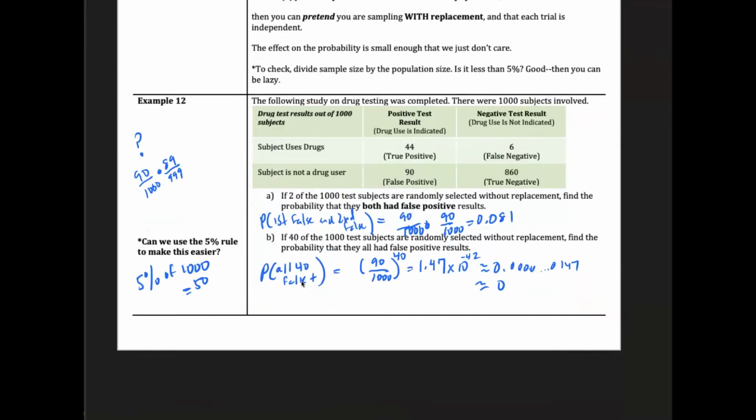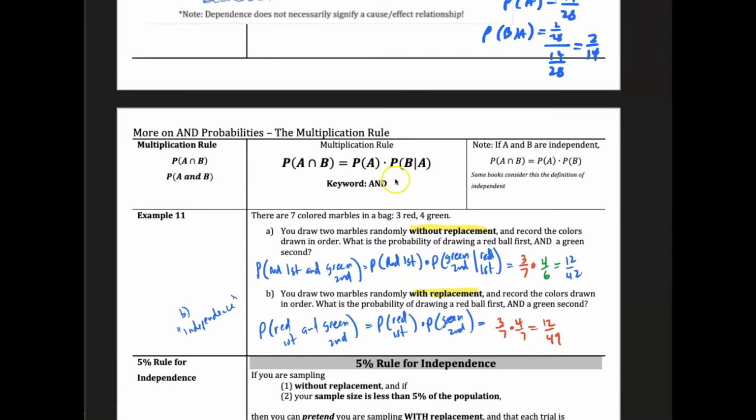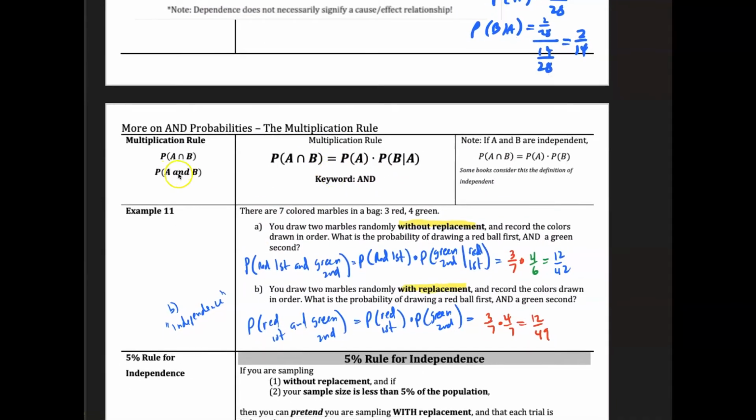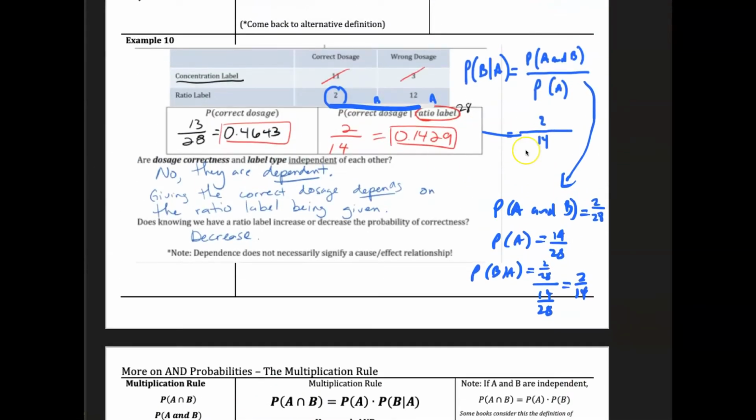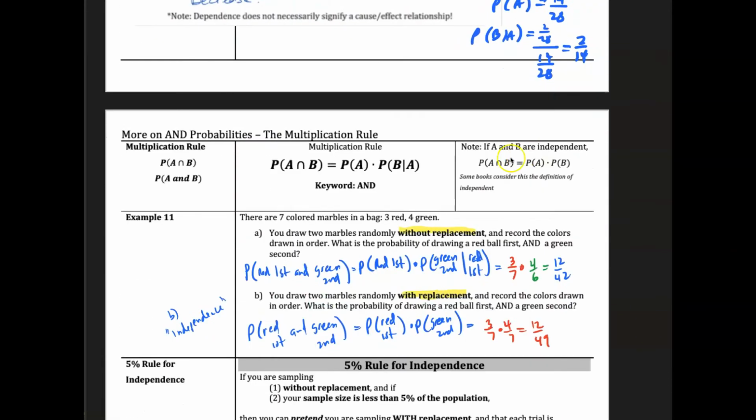This leads us to our last section here, which is the multiplication rule. It's a way of calculating AND problems based off of the formula we have over here for conditional probabilities. And so you can see again we have this AND. Now if events are independent, then technically we can just multiply those individual probabilities.